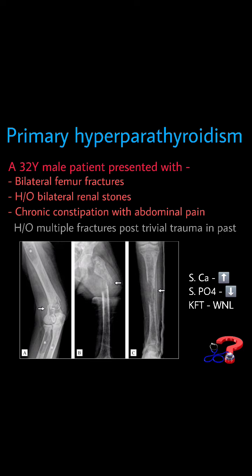And in the radiological investigation, we can go for USG neck or sestamibi scan to localize whether the pathology is located to one parathyroid gland or to all the four. That is, is it a parathyroid adenoma, or is it a parathyroid gland hyperplasia as seen in MEN syndrome.